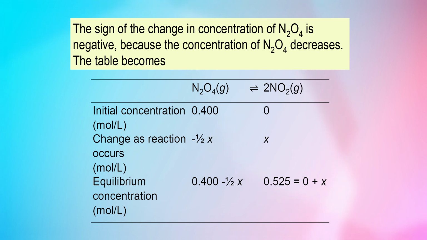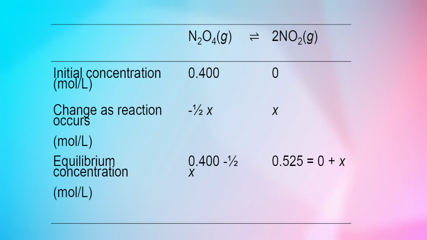So, now the equilibrium concentration will be 0.4 minus half x for N2O4, and here we were given the equilibrium concentration of NO2 as 0.525. So, that is nothing but the initial concentration of NO2 plus the change, that is x. Okay? So, you must enter these in the chart. The table is the same, but you are writing it in a cleaner way.